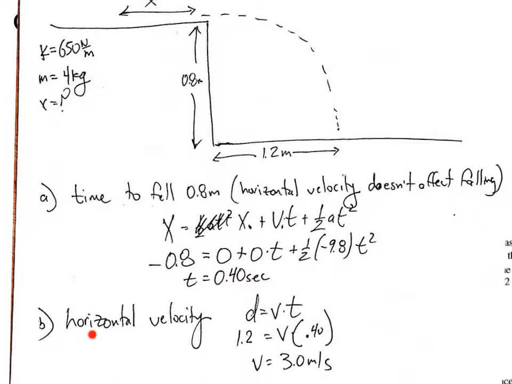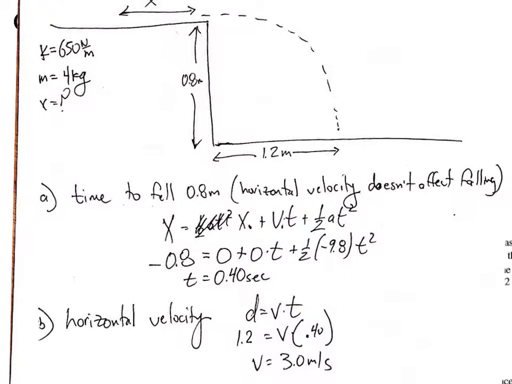Part 2, or B, excuse me, then asks for the horizontal velocity. So for projectile motion, horizontal velocity is constant. So when calculating how far something goes, we're just using distance equals velocity times time.